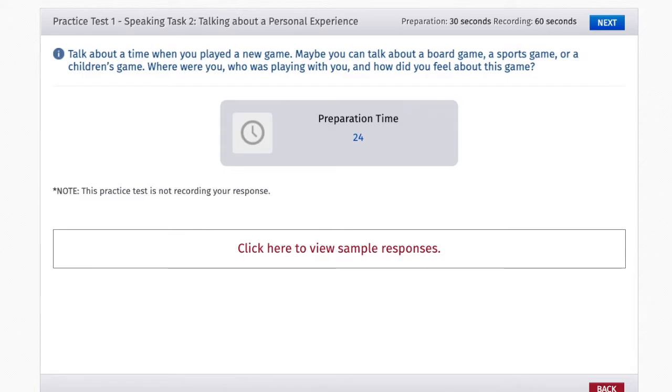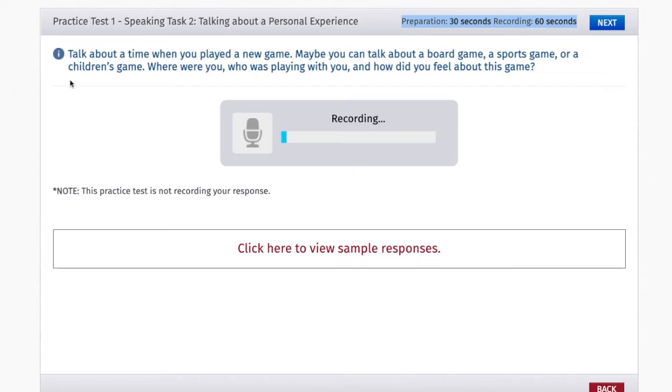Okay, here we are with a sample of speaking task 2, talking about a personal experience. And the first thing we should do, of course, is keep in mind the preparation time and how long we need to speak for. 60 seconds, 1 minute.